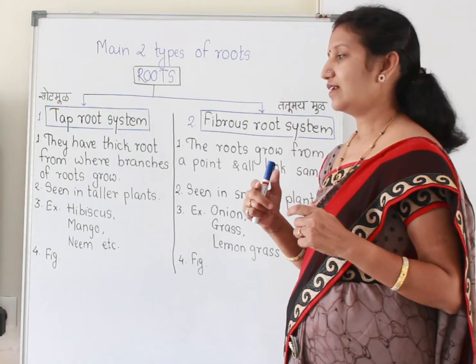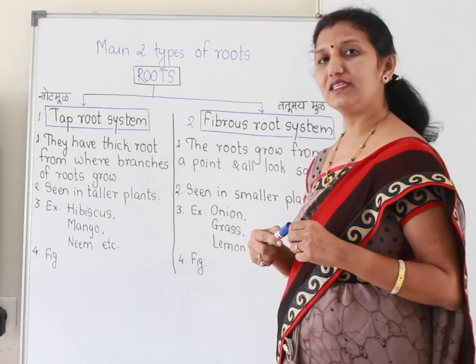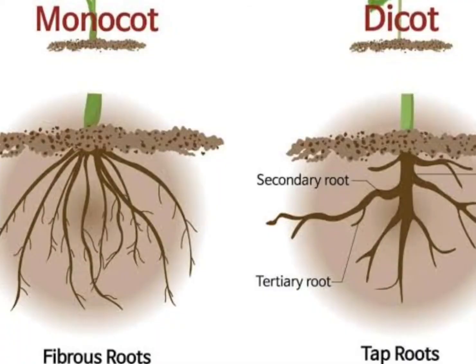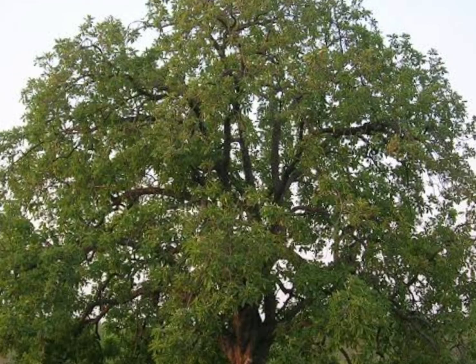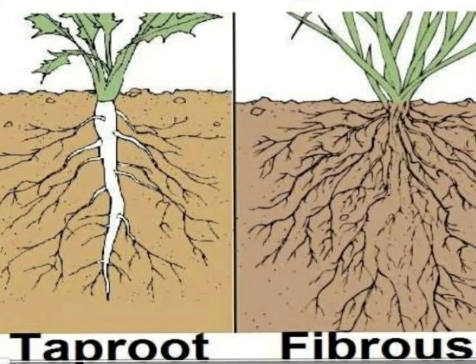Moong, and these fibrous roots are seen in monocotyledonous plants like onion, grass, lemongrass. These are the examples of the fibrous root system, whereas hibiscus, mango, neem, these are the examples of the taproot system. You can draw the figure of taproot and the figure of fibrous root here.